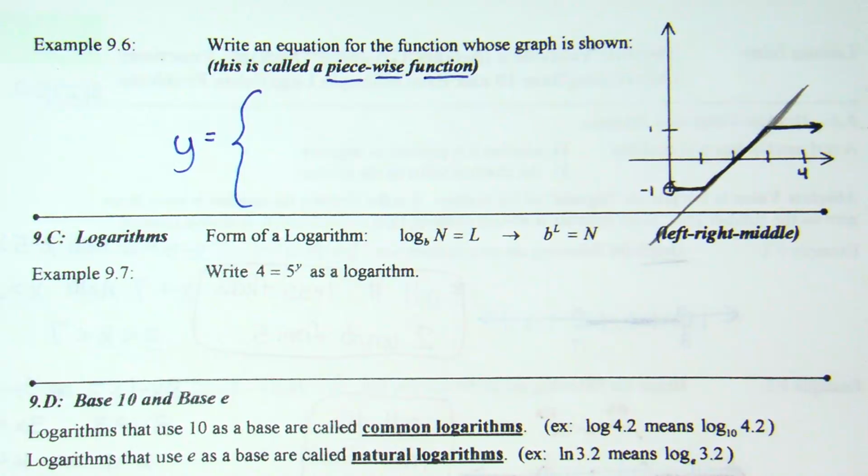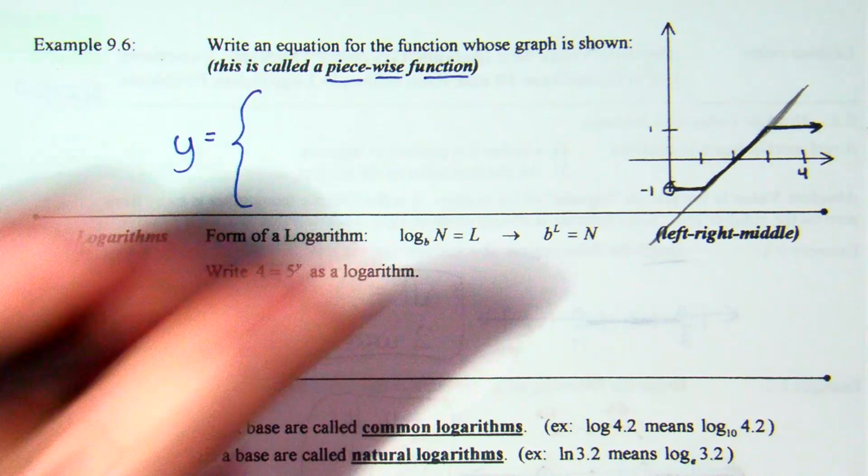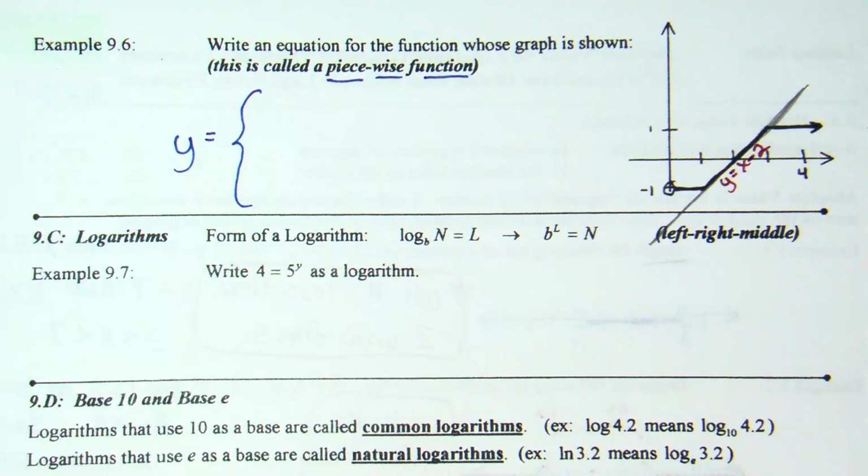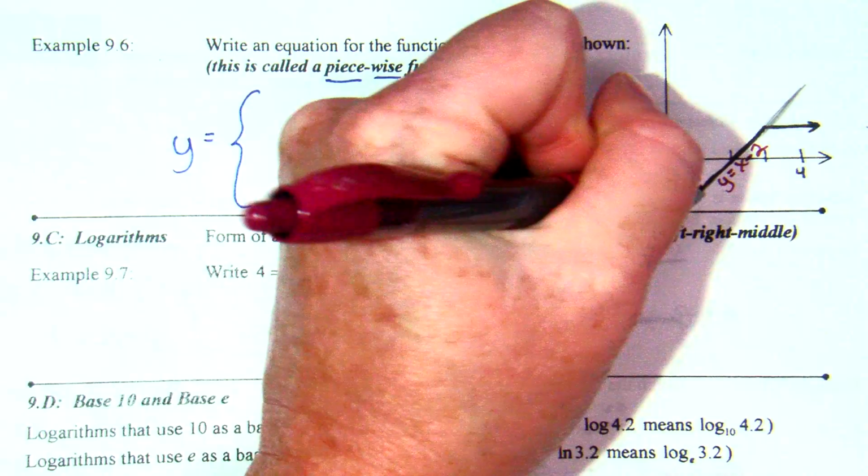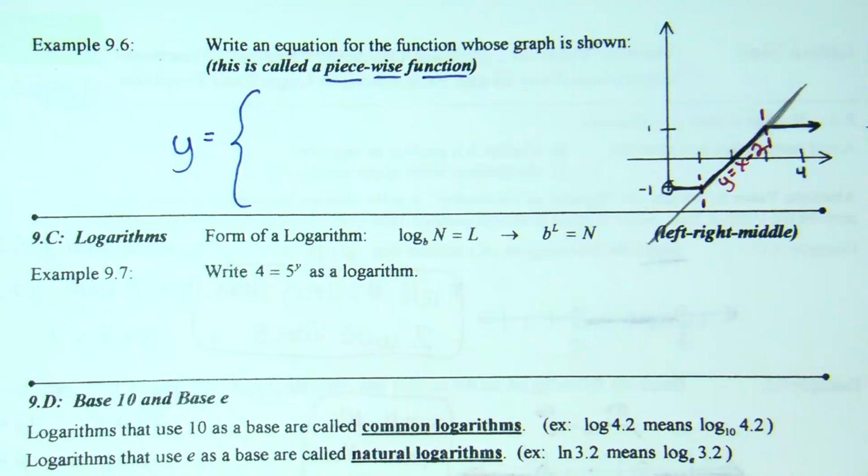What'd you say? Y equals x minus 2? Is that an agreement? So this portion right here is y equals x minus 2. That's y equals x minus 2 between what x values? Here at 1 and at 3. So that is the middle piece of our piecewise function.